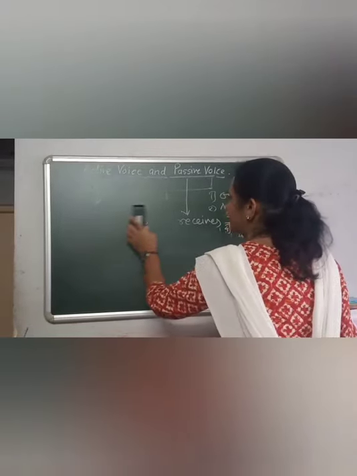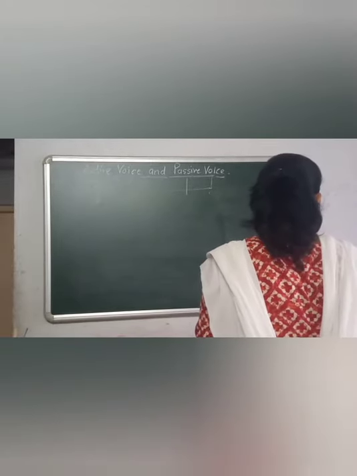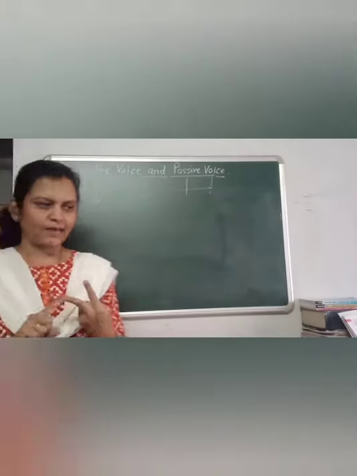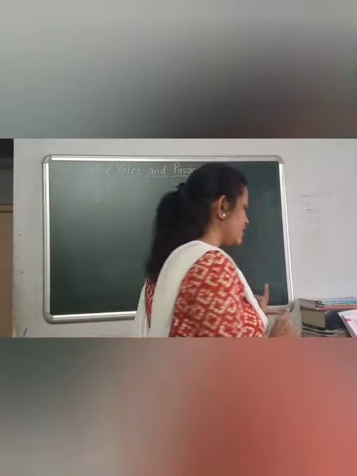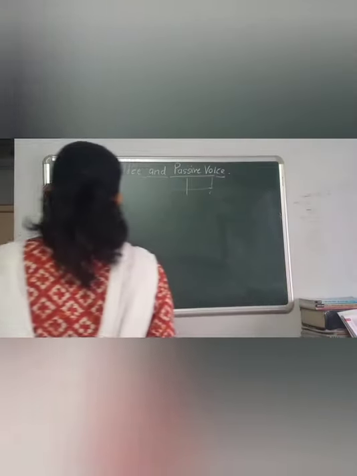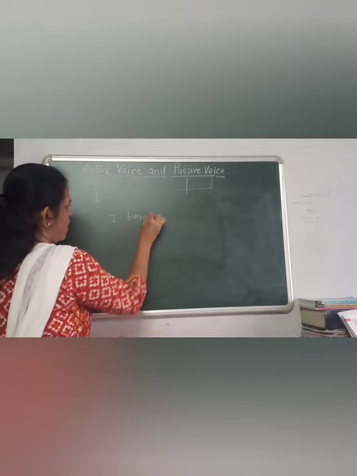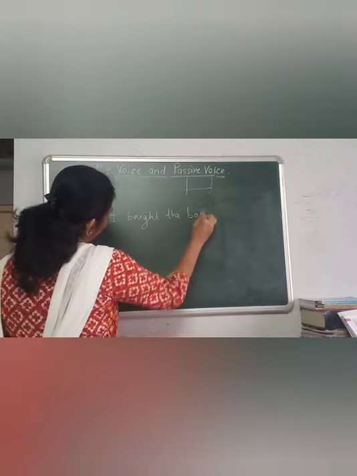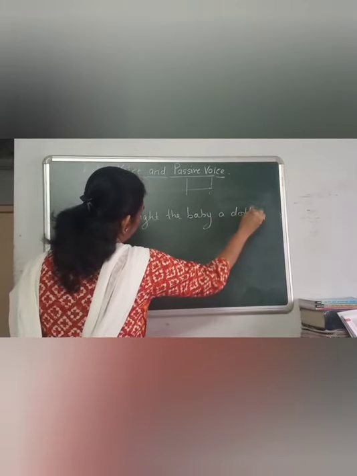I told you that some sentences are having double objects. Means direct object is also there and the indirect object is also there. For example, I write here, I bought the baby a doll. I bought the baby a doll.